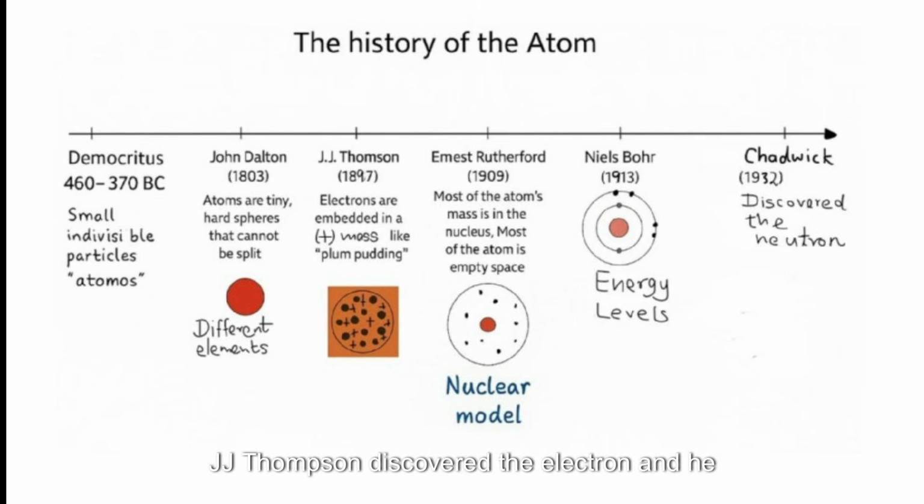J. J. Thomson discovered the electron, and he came up with a model called the plum pudding model. His idea was that an atom is a positively charged sphere, and electrons are embedded in it, as if plums are scattered in a pudding. Rutherford did the gold foil experiment, or the alpha particle scattering experiment, and he came up with the idea that most of the atom's mass is in a tiny nucleus, and most of the atom's space is empty. After a few years, Niels Bohr added the idea that energy levels exist. Then, in 1932, James Chadwick discovered the neutron.